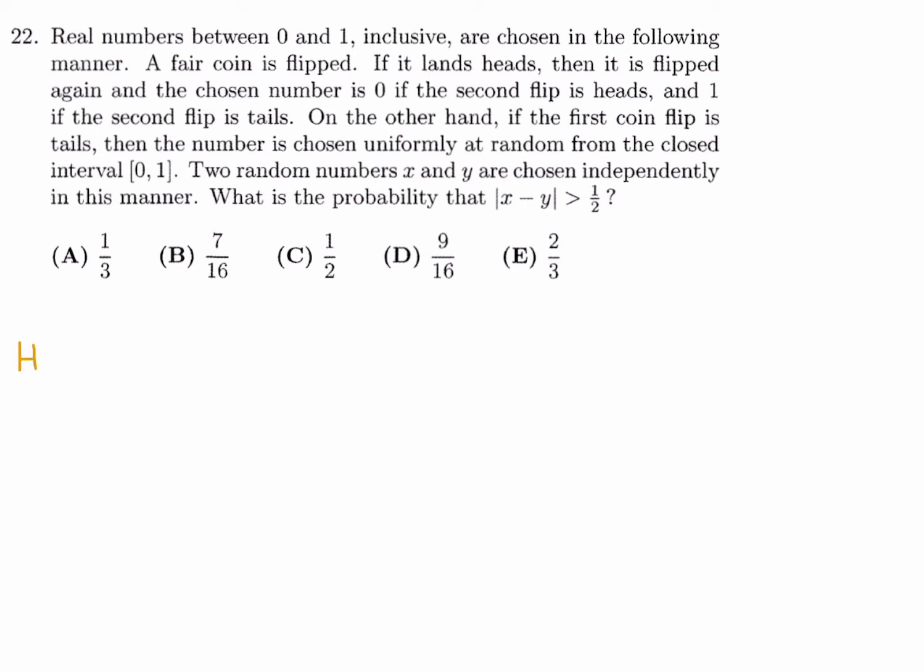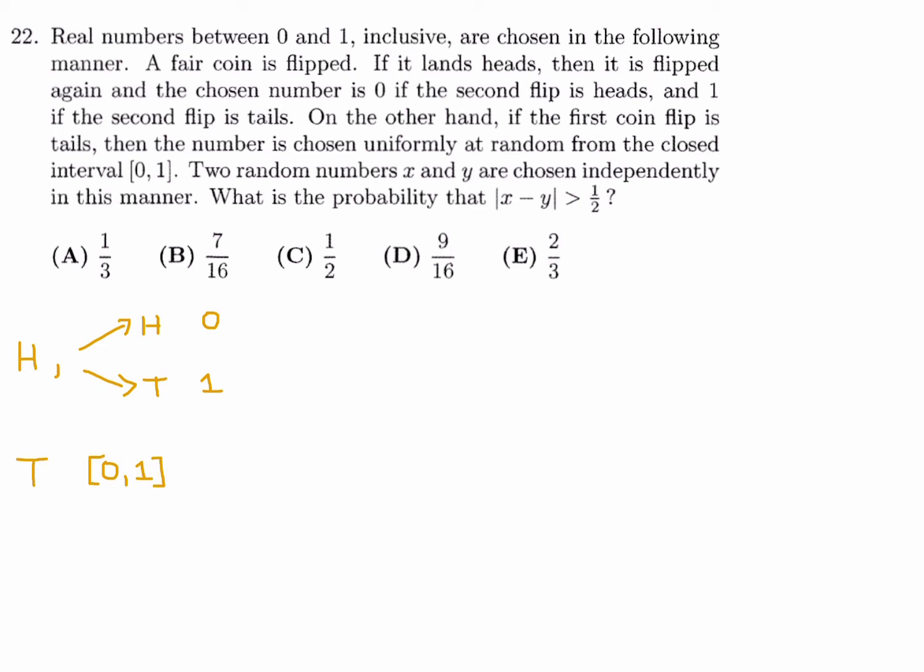If there's a heads, we have to flip again. And when we flip a second time, if it's heads, we get a 0. If it's tails, we get a 1. The other scenario is if you flip the first time, you get a tail. And in that case, you're going to choose some number at random from 0 to 1 inclusive.